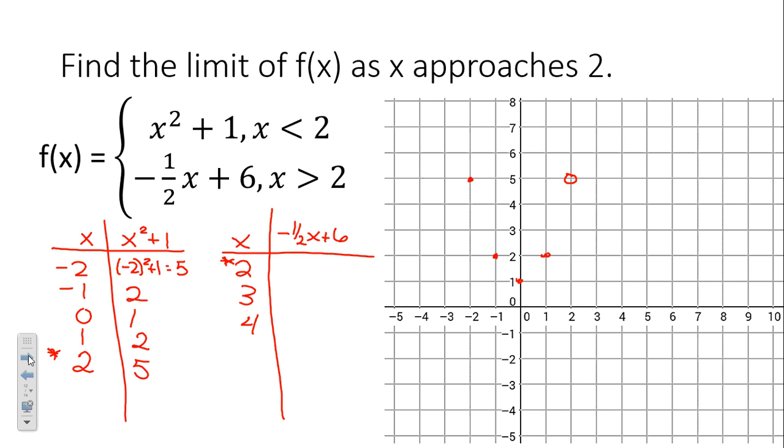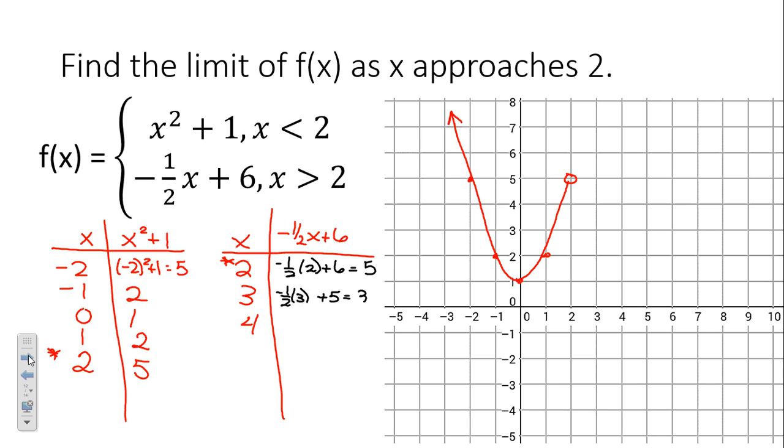Quadratic parabola, right? So we want it to come on down and then turn and go up. That's the left side. Now let's plug in our right side. When we plug in 2, negative 1/2 times 2 is negative 1, plus 6, or negative 1 plus 6, 5.